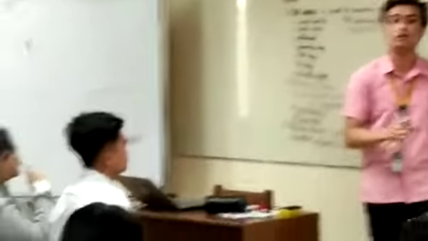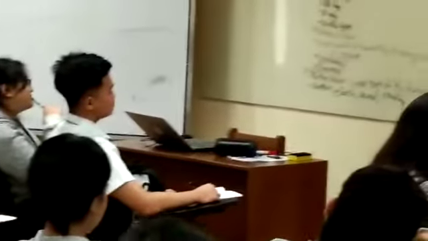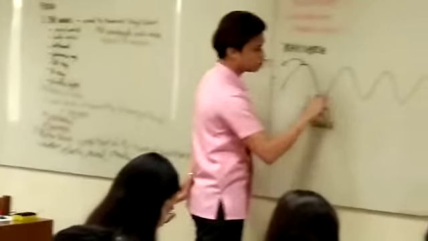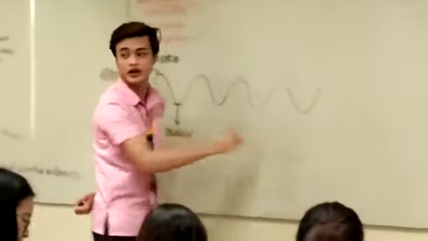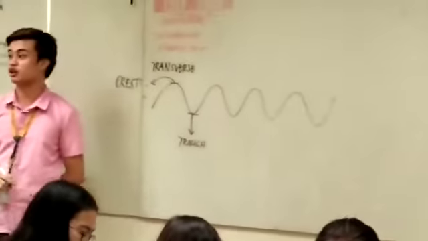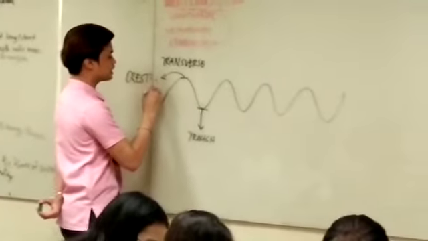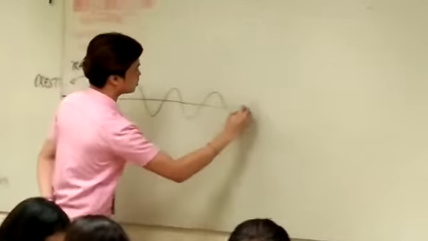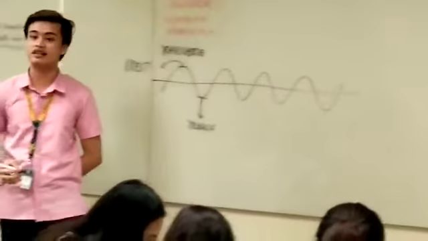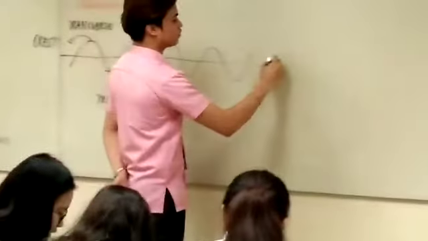But how about the lowest point of a wave? So that is the trough. So all the points here in the lower part of the wave are what we call troughs. Okay, how about the resting line in the middle of the wave? Equilibrium. Okay, very good. So that is what we call equilibrium.